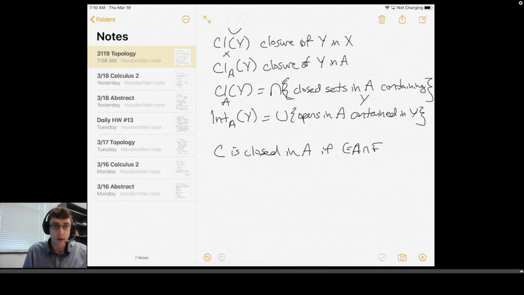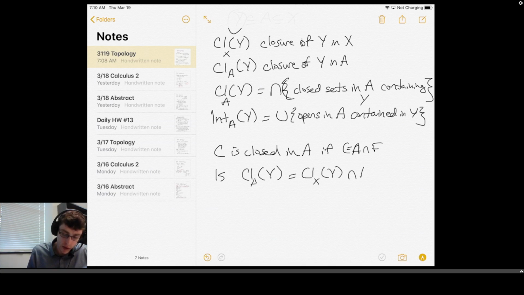Right. So you see that closed sets in A are just intersections of closed sets in X with A. So then the question is, is the closure of Y in A just the closure in X intersect A? Seems like a reasonable question. Can we just intersect the closure with A and still get the closure?